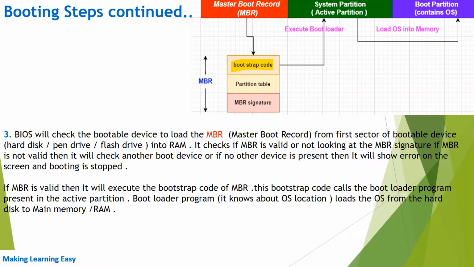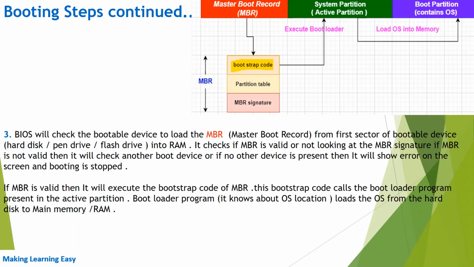Now let's see the third step. Now BIOS will check the bootable device to load the master boot record, which is present in the sector 1, beginning of the hard disk. You can see in the red box. So this master boot record is loaded from disk to main memory. Then BIOS will validate if this master boot record is valid or not, looking at the MBR signature of this master boot record. You can see at the third number MBR signature.